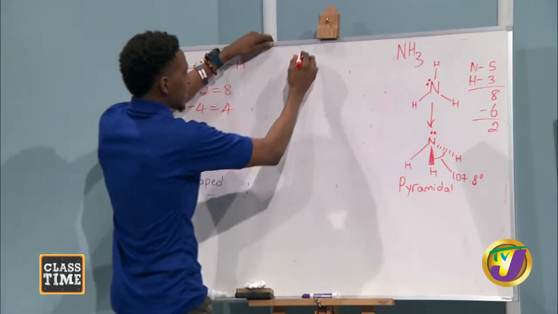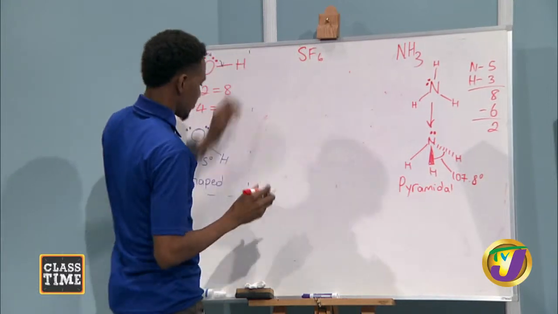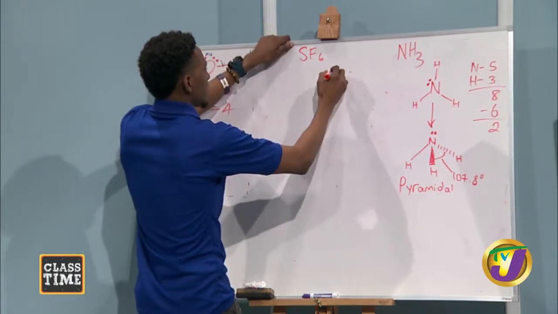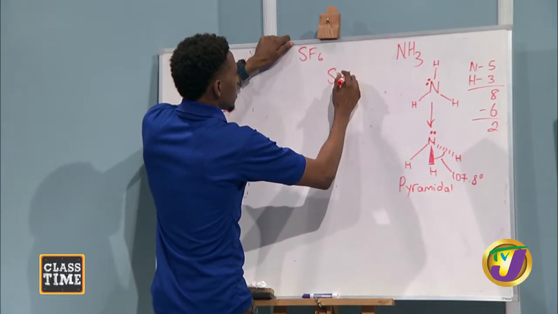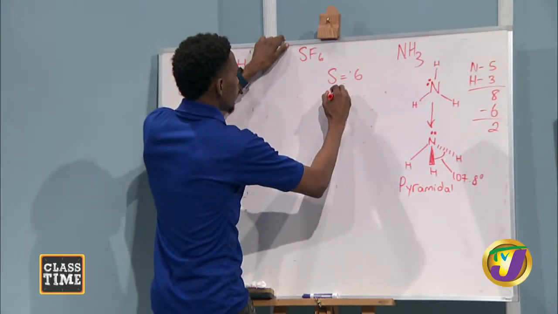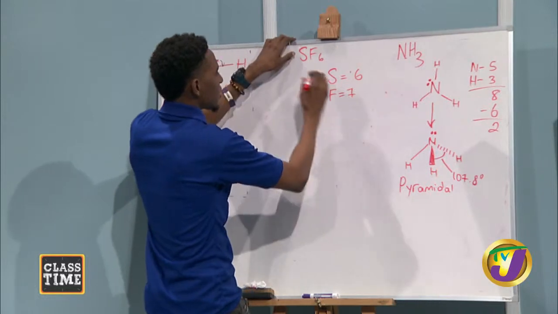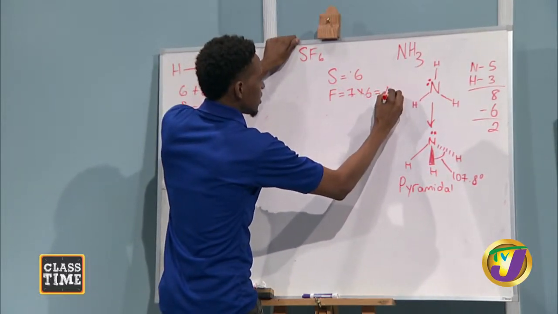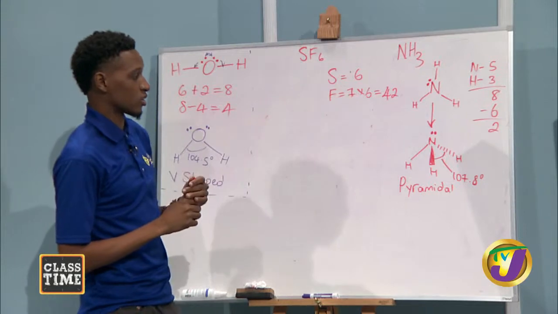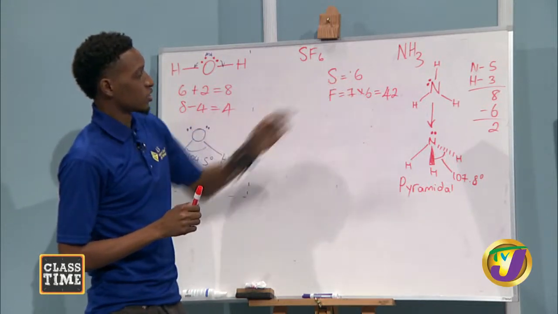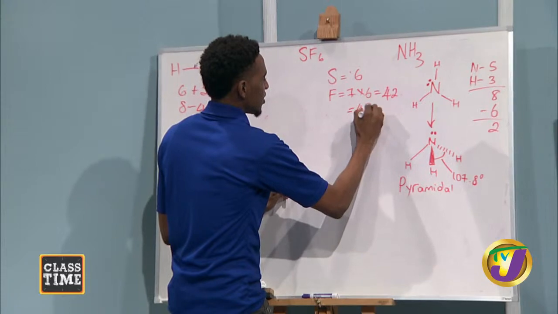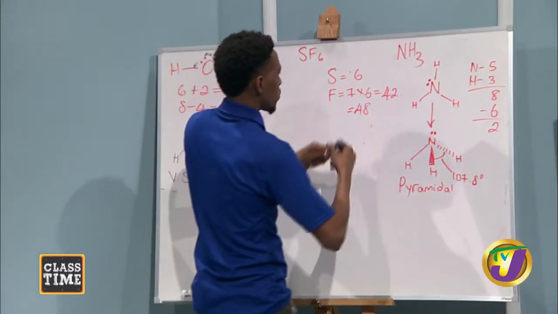Now let's look at SF6. Now, how many valence electrons does sulfur have? Sulfur has 6 valence electrons. Fluorine has 7, but there are 6 of them, so 6 times 7 is 42. So we have 42 electrons coming from fluorine. Sulfur has 6. When we sum those, we'll get 48.